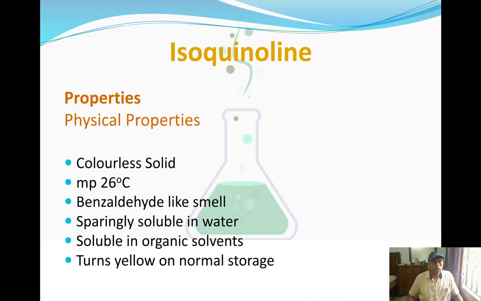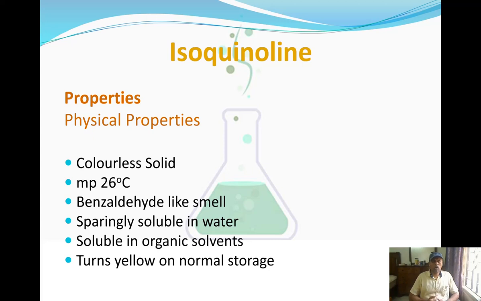So next we'll go to the properties, physical properties. It is a colorless solid. It has got a low melting point of 26 degrees centigrade. It has also got a boiling point at around 234 degrees centigrade. It has got a benzaldehyde-like smell. So what is the smell of benzaldehyde? It gives the almond-like smell. So it has got the almond-like smell.